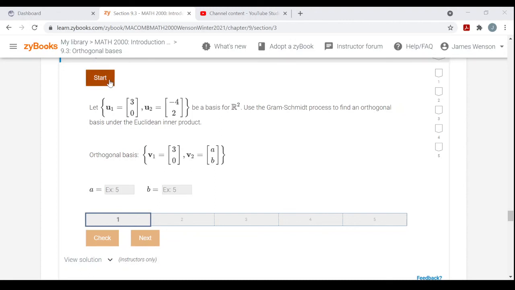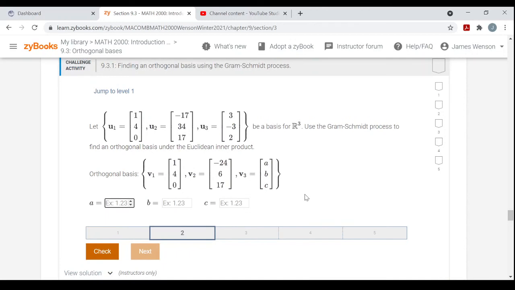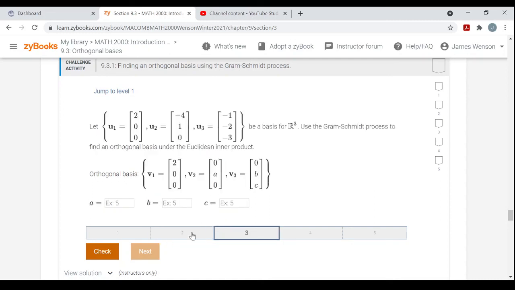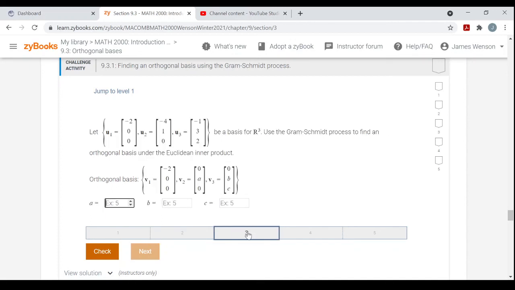And here's a challenge activity where, given an original basis, you're asked to construct an orthogonal basis using the Gram-Schmidt process. Same thing for the second level. Now the nice thing is, they give you V1 and V2, you just have to find the third one. Right? What are A, B, and C? What are the components of the third one? Rounded to 2 decimal places, see. See their examples, 1.23, 1.23, so probably rounded to 2 decimal places, these components.